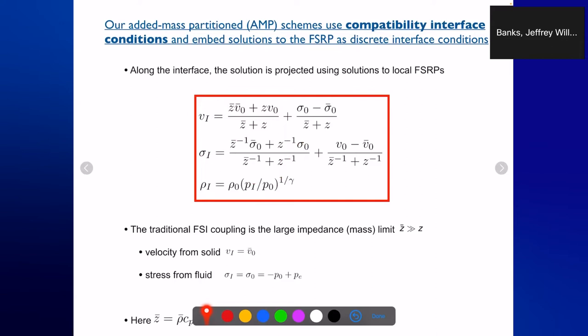And you'll notice in these equations that the traditional coupling is the large impedance limit. Z is the impedance, rho times C. So if you have the large Z limit, the Z bar is bigger than Z, then you get the velocity from the solid and the stress from the fluid, okay?